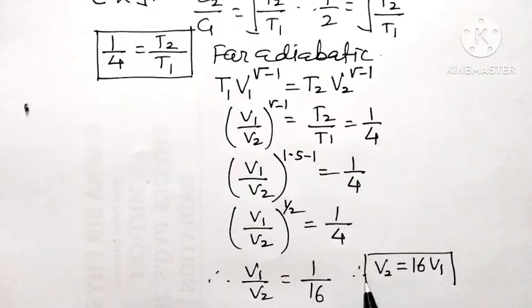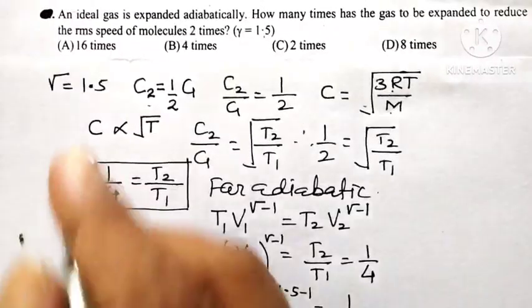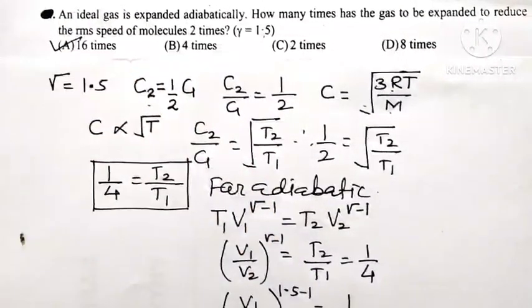V2 is equal to 16 times V1. So out of 4 options, option A is the correct option for this question.